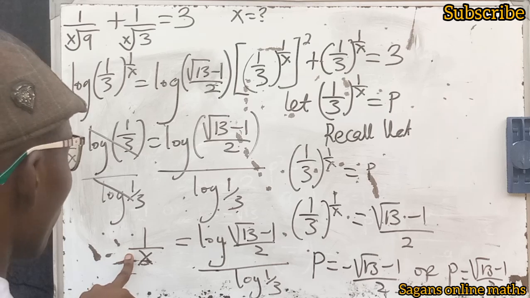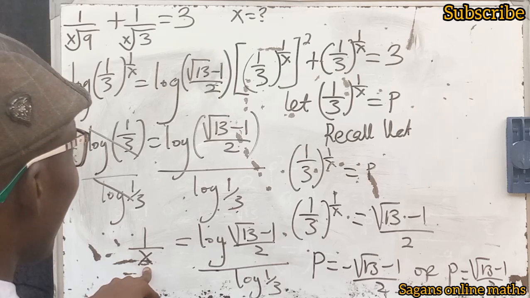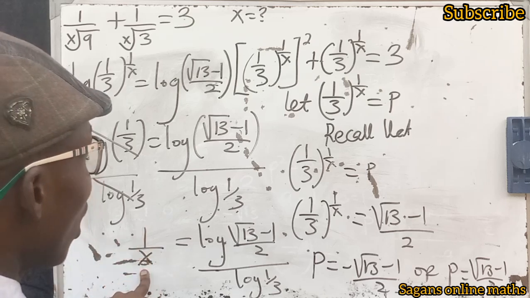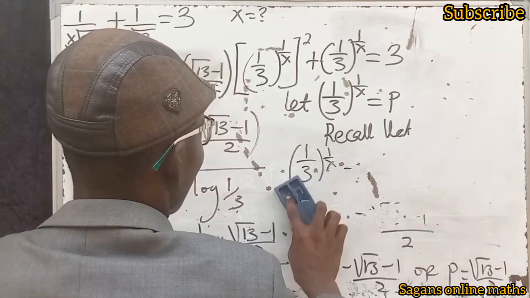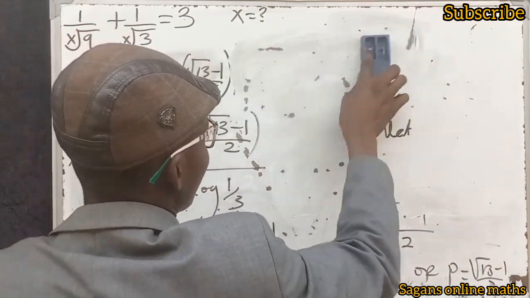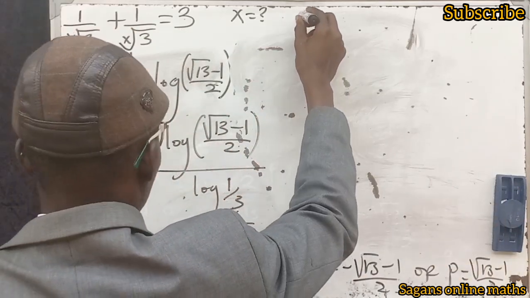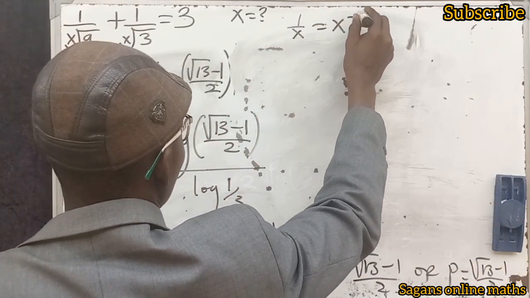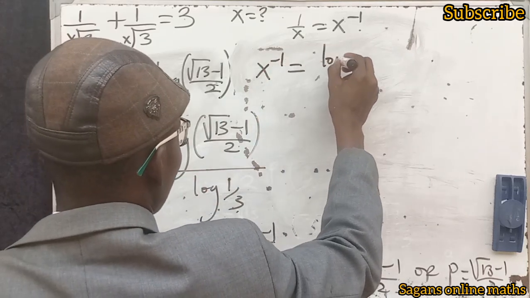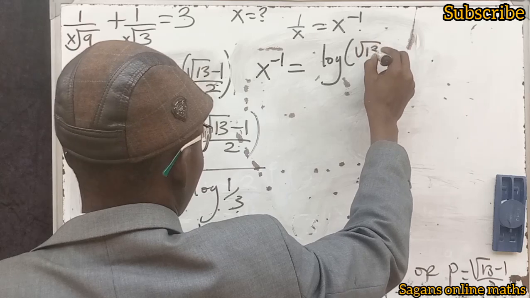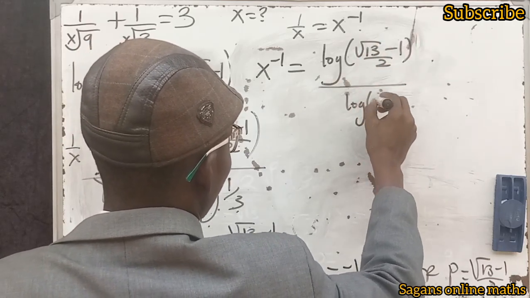Now what are we going to do? We can raise this 1 over x as x to the power minus 1. Do you know that 1 over x is equal to x to the power minus 1 by properties of indices? That means x to the power minus 1 is equal to log of root 13 minus 1 divided by 2, divided by log 1 over 3.